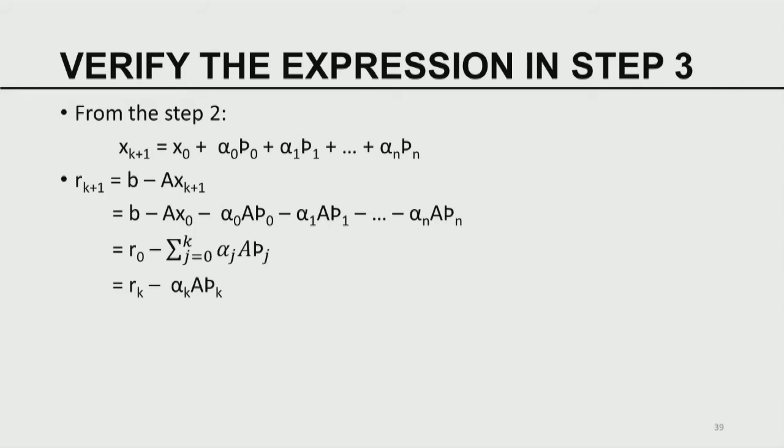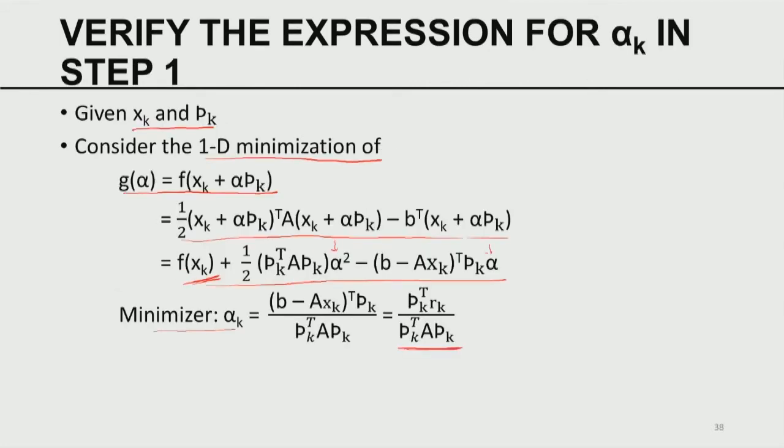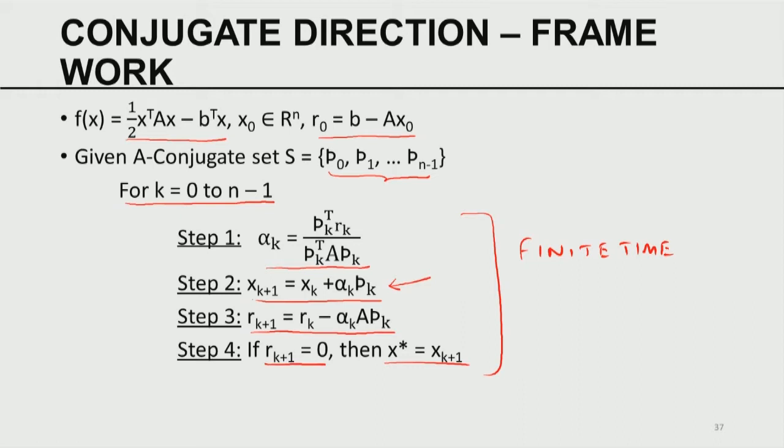From step 2, if you iterate from x naught, xk plus 1 takes the following shape. xk plus 1 is a vector that is given by that, and rk plus 1 is given by this. If I substitute xk plus 1, that expression becomes this, which can be replaced by this, that is exactly equal to rk minus alpha k A pk. So that is the expression we have gotten for step 3.